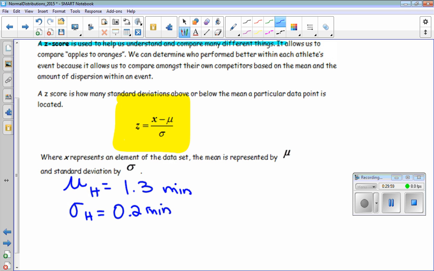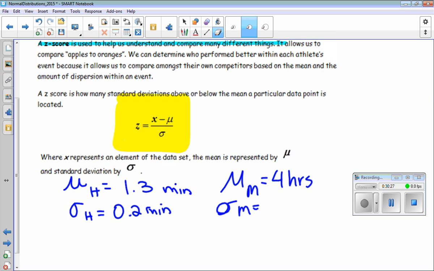Okay. Let's say that the mean for the marathoners, I really don't know how long it takes people to run a marathon. Tell me. 3 hours would be an average. Is that good still, 3 hours? All right, so let's say 4 hours would be the middle. So we'll say 4 hours. And let's say that the standard deviation for the marathon is 20 minutes. No, let's say 30 minutes.